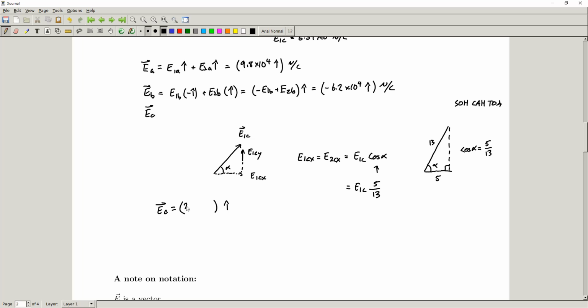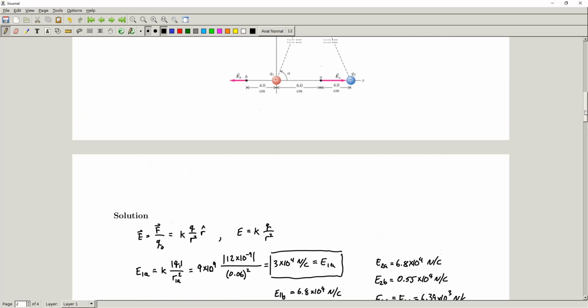So we're going to end up with 2 E1c, because we know they're the same, times 5/13 in the i hat direction. And if you do that calculation, you will end up with 4.9 times 10 to the 3 i hat newtons per coulomb. Okay? And that's the electric field at point C.